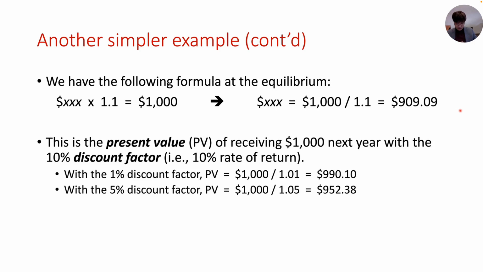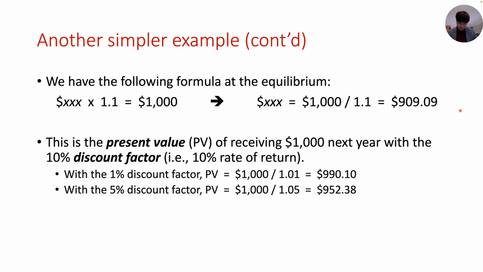The rate of return is usually called the discount factor because it is the rate of discounting the value of future money. With a smaller discount factor, the value of the future money becomes higher. For example, the present value of receiving $1,000 next year becomes about $950 with a 5% discount factor, and it is about $990 with a 1% discount factor.